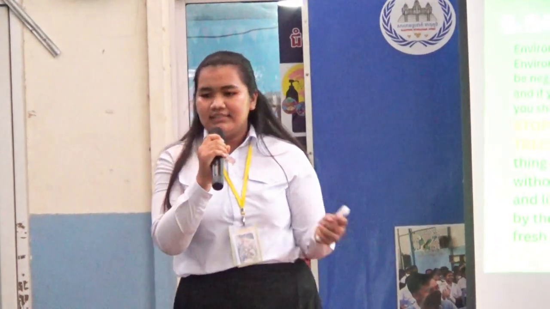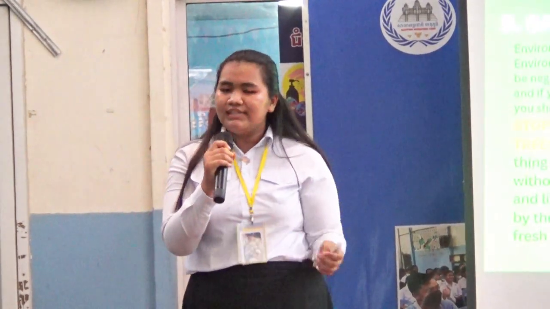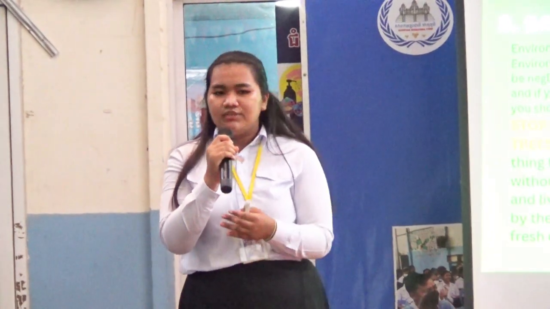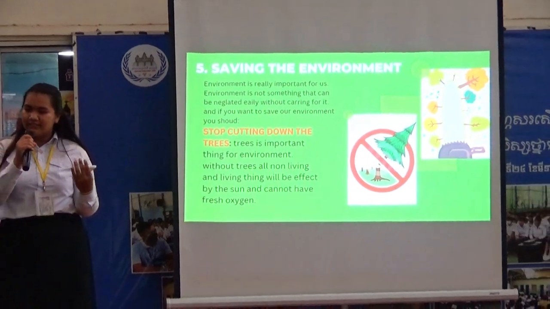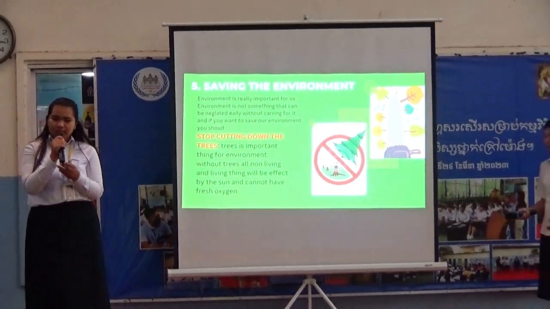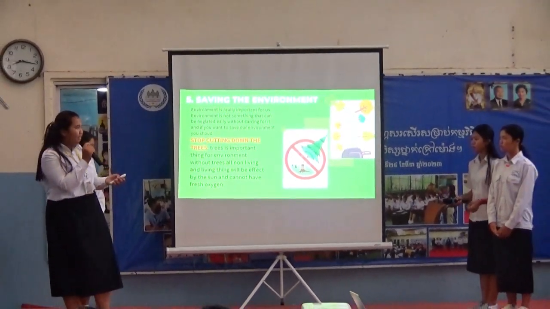And the second point is stop cutting down trees. As you all know, trees are an important thing for the environment. Without trees, all non-living and living things will be affected by the sun and cannot have fresh oxygen. Now, I would like to give the opportunity to Sim Heng to explain the next point.